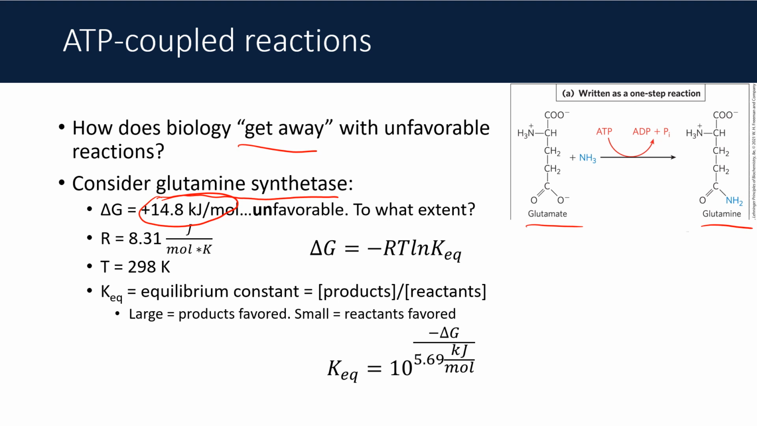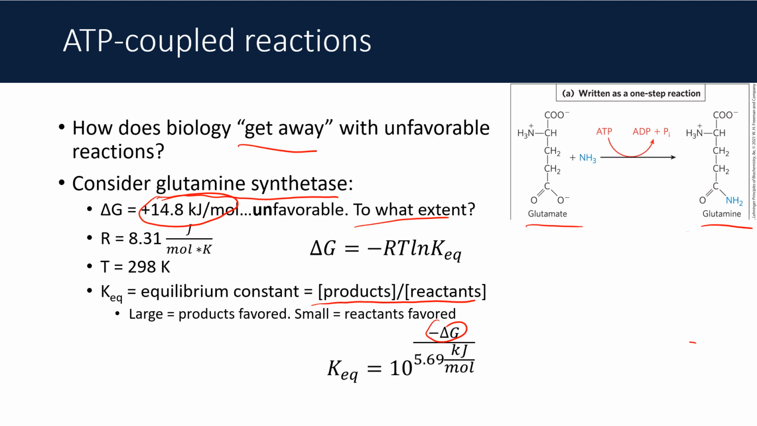I want us to get a feel though for how unfavorable it is. We can actually guesstimate this by calculating its equilibrium constant, which is the concentration of the products divided by, of course, the concentration of reactants. So glutamine over glutamate. And there's an equation we can use to plug in the reaction delta G and some thermodynamic constants so that we can calculate this product to reactant ratio.